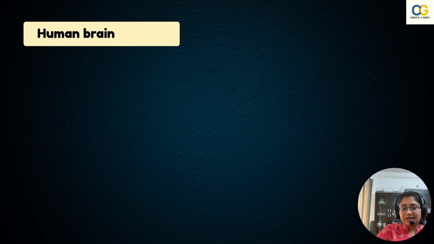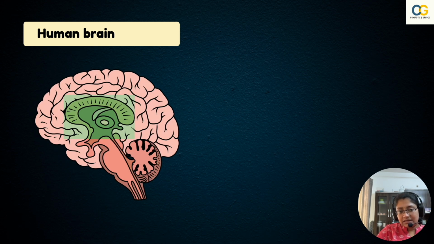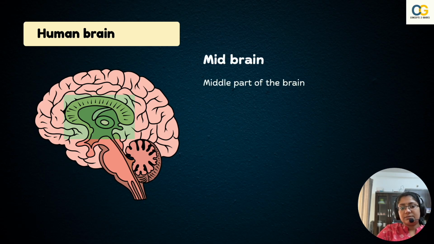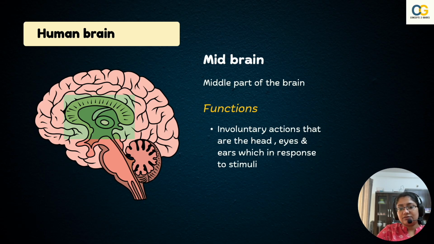Now coming to the midbrain, which is the middle part. Again, the green shaded part is what I'm trying to tell. It is the midbrain, which is the middle part of the brain, and the function of this part is it controls the involuntary actions that head, eyes, ears have to respond to stimuli.